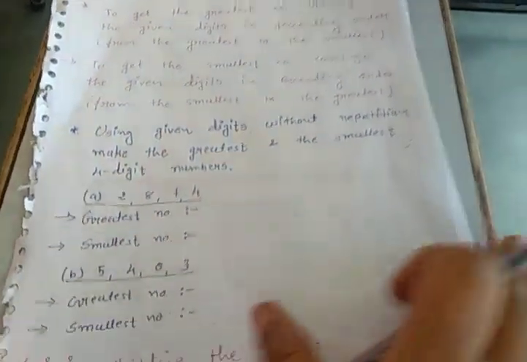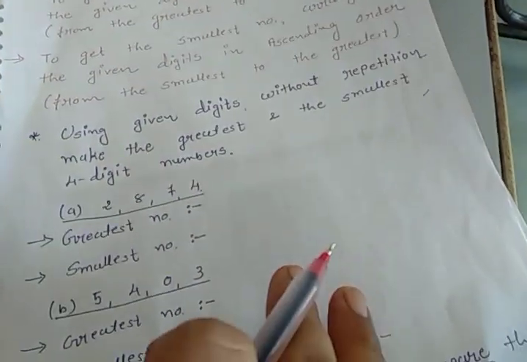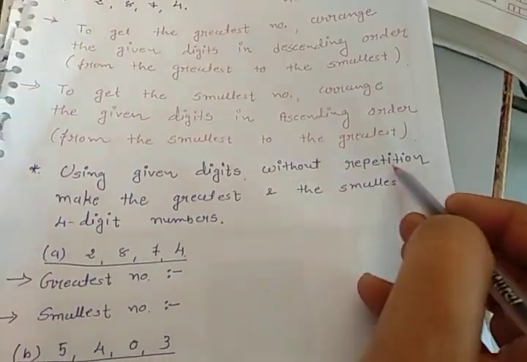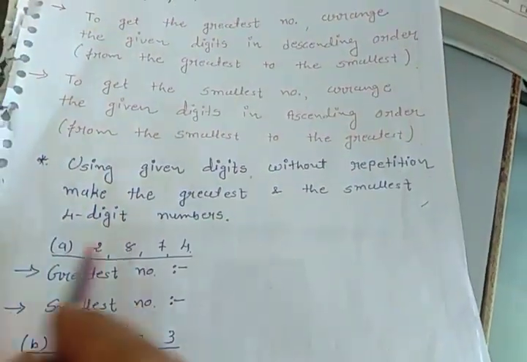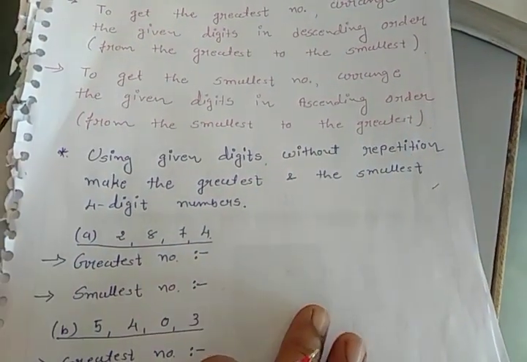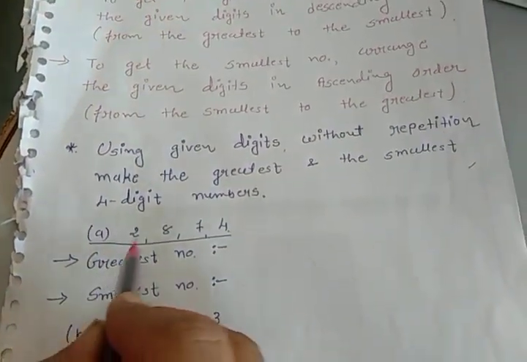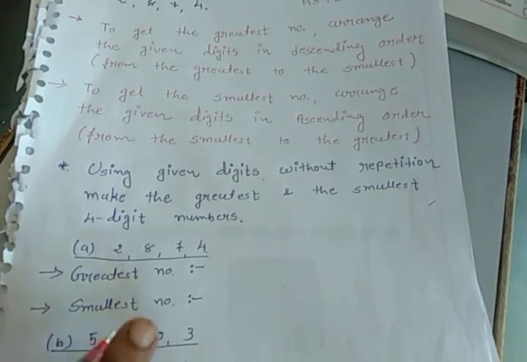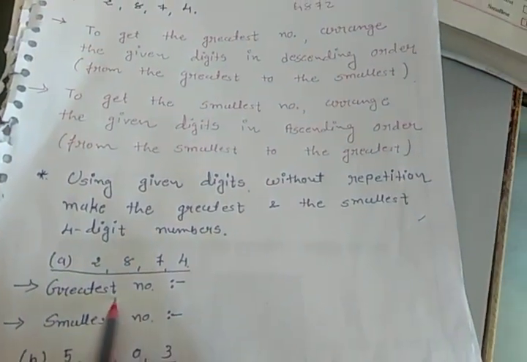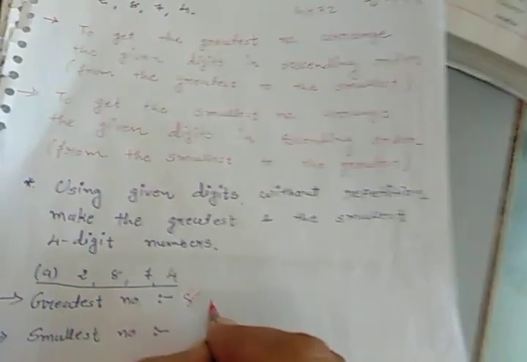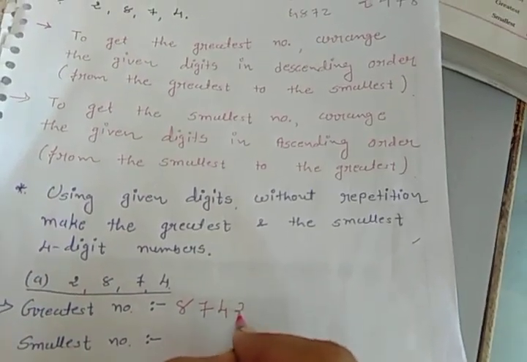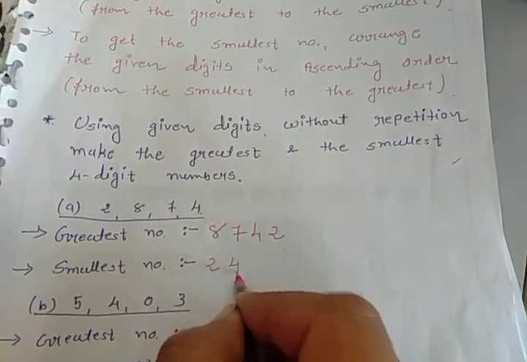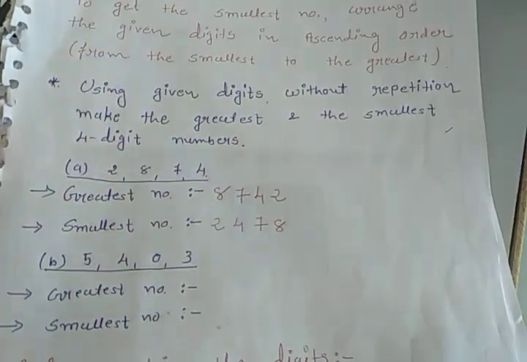Okay. Now see here, exercise. Using given digits without repetition. See, this is important. Without repetition of any digit, make the greatest and the smallest 4-digit number. Right? Okay. So 2874. I already explained that over here. Same is written here. Greatest number means descending order. So 8, then 7, then 4, then 2. That will be our greatest number. And reverse, 2, then 4, then 7, then 8. That will be our smallest number.